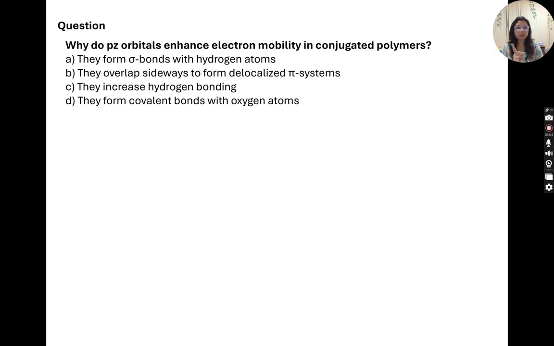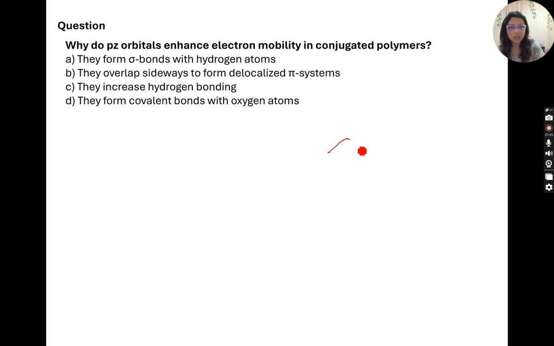So they are asking about the electron mobility in conjugated polymers, and why pz orbitals enhance it. Either they form sigma bonds with hydrogen bonds, they overlap sideways to form delocalized pi systems, they increase hydrogen bonding, or they form covalent bonds with oxygen atoms. So why do pz orbitals enhance electron mobility in conjugated polymers?